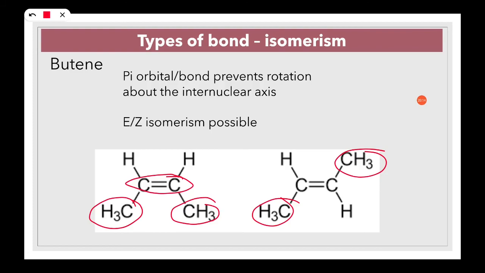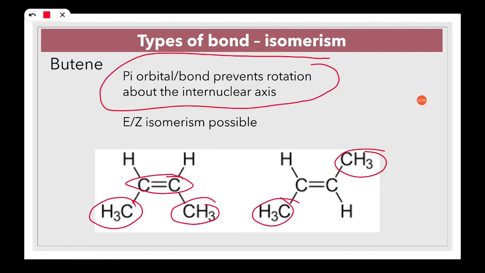And again, I'm not going to go into a lot of detail on this. You should perhaps have picked some of this up when you've done isomerism. I think you've done them, I'm not sure. But it's this idea here: the double bond prevents rotation about the internuclear axis, and if you've got different groups attached to the carbons on either side of the double bond, then you can get EZ or geometric isomerism.